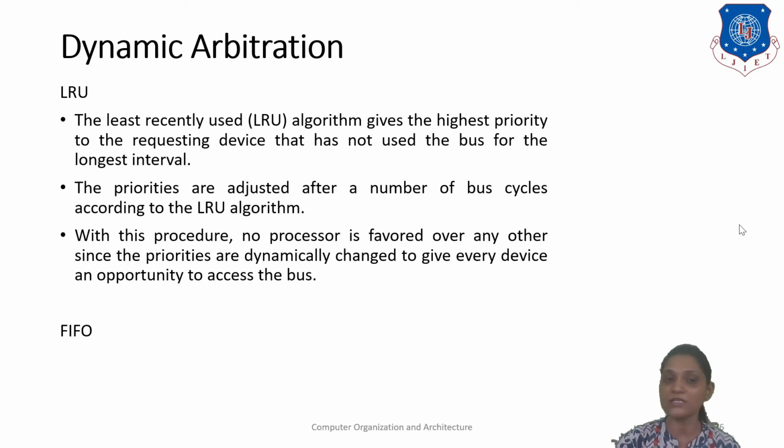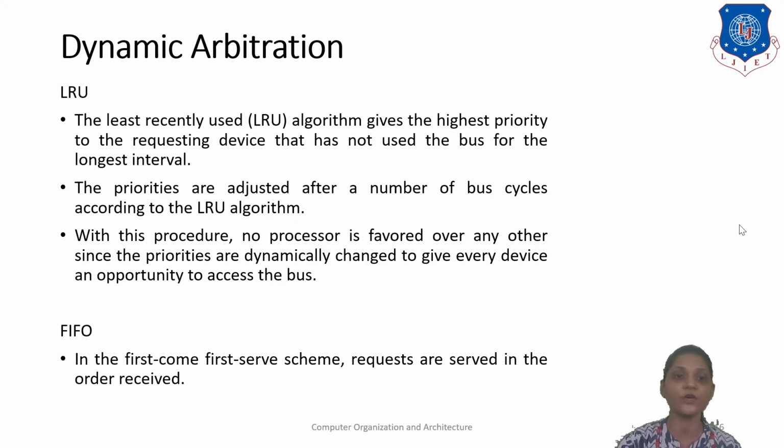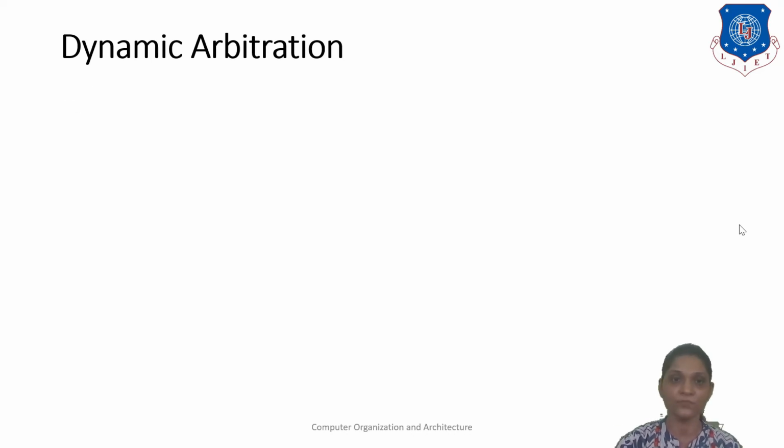The next method you can use is the FIFO. Here FIFO stands for first in, first out. In this scheme, the requests are served in the order received. So whichever order requests are received, they are served.